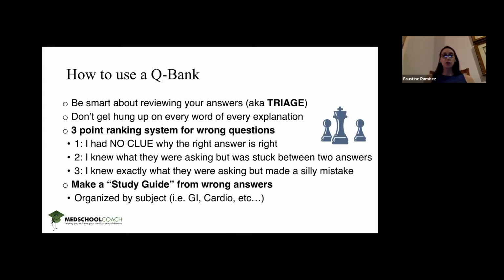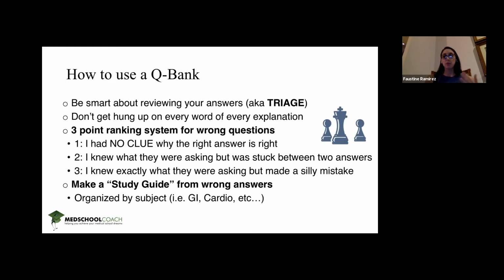strong at. So I teach a 3-point system, or sometimes I call it the red, orange, and green system, where a red question, or this first one, would be the hardest thing. I had no idea what was going on. I really couldn't figure it out.